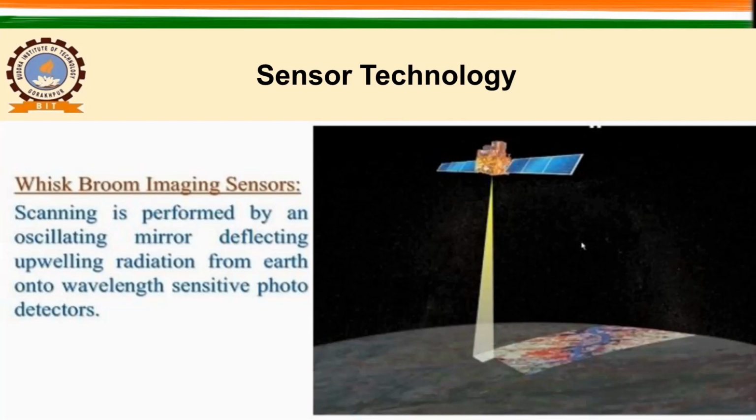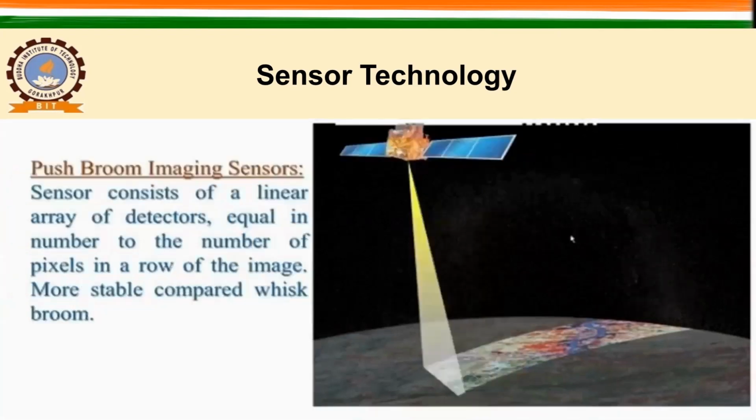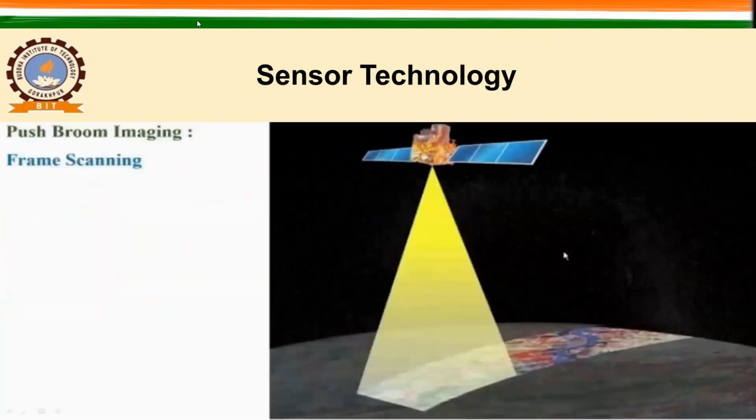After that, scanning is performed by an oscillating mirror deflecting upwelling radiation from the earth onto wavelength sensitive photo detectors. And in the next one we have push broom, when you are pushing your sensor. In push broom you also have frame acquisition, and these are very good.